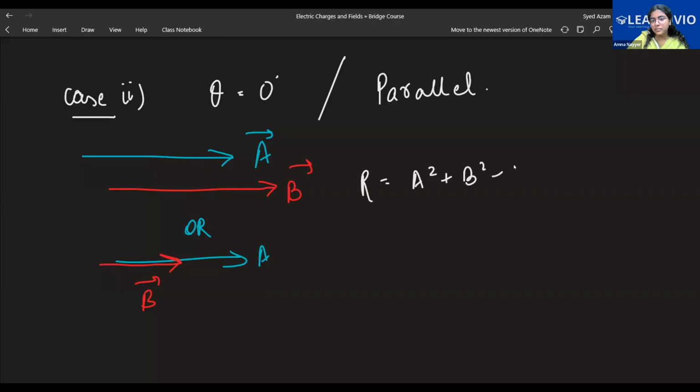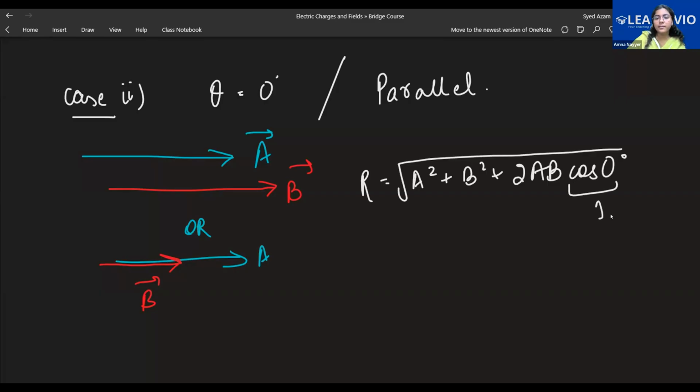What is cos 0 degree? Cos 0 is 1. See, cos 0 is 1. So when I write this, it is under root a square plus b square plus 2ab.